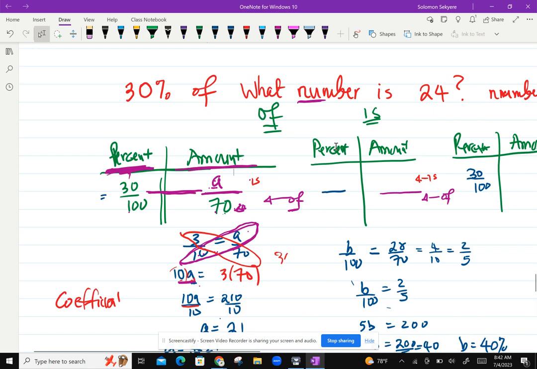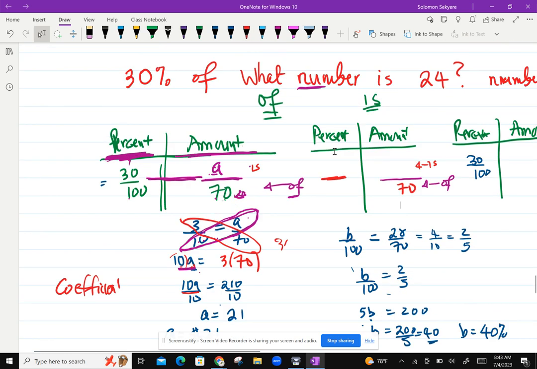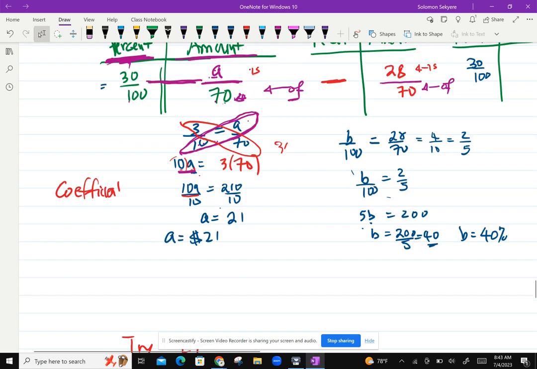So what percent? Clearly we don't know. That's the portion we don't know. We've been asked to find it. What percent of 70? Of, see, the number that comes after "of" goes here. The number that comes after "is" goes over there, 28. See that? Put them in the right places. We don't know the percent, so the portion of the percent is missing.